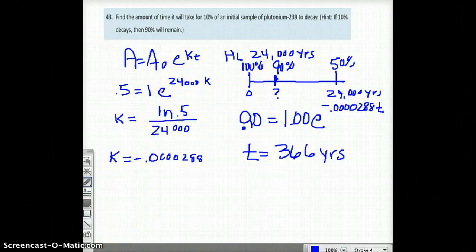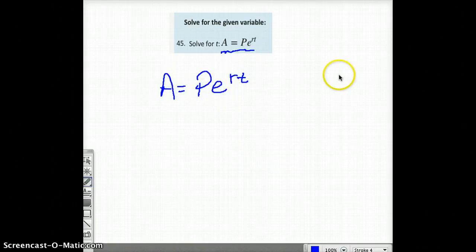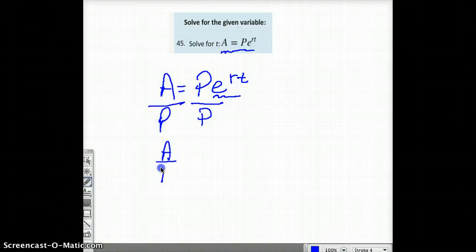All right, let's see if we could do the next problem. Here's a problem. Solve for the given variable. Here's my equation: A is equal to P e to the RT. Now we want to solve for t. Can I get t by itself? That's a very good question. We could use the properties of logs and what we know about solving an equation to do that. First, let's isolate this part by dividing both sides by P. Now I have A over P is equal to e to the RT.